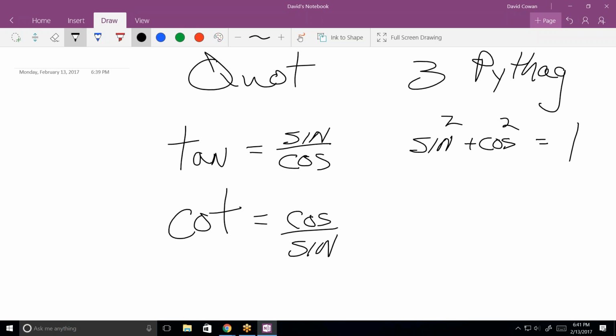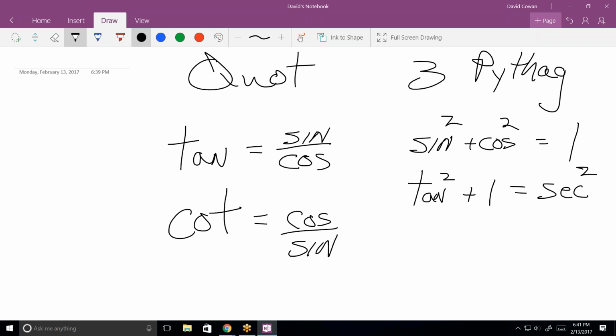Then what's the one involving tangent? Tangent squared plus 1 equals secant squared. Remember that tangent goes with secant when you're talking Pythagorean identities.